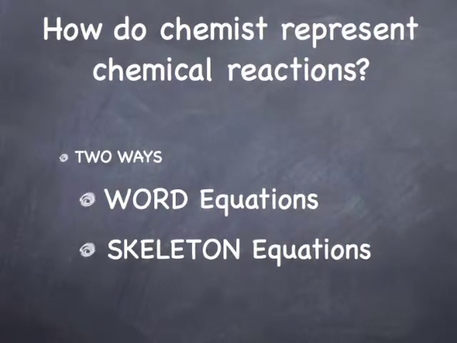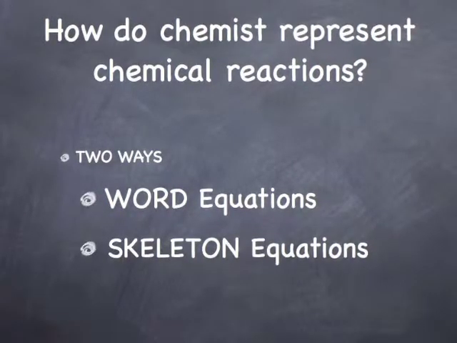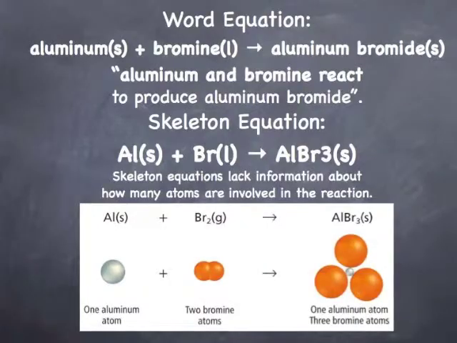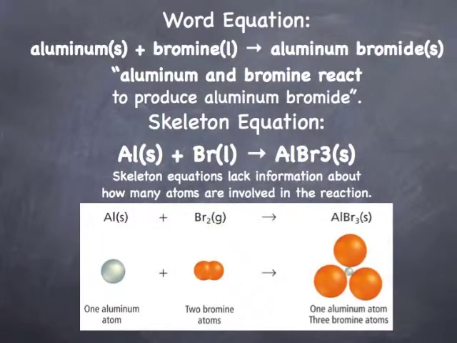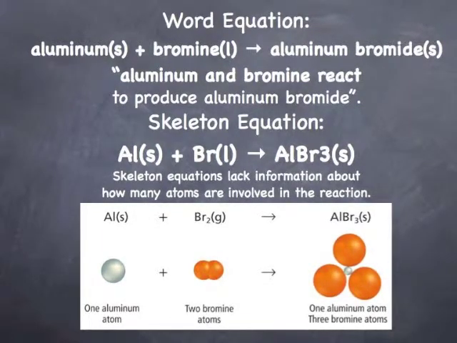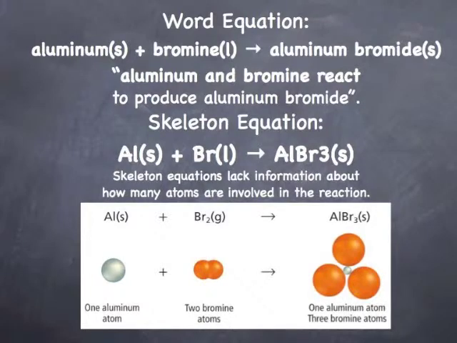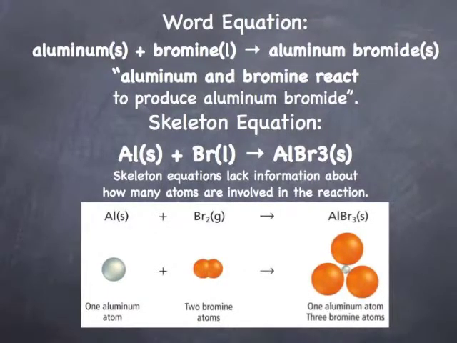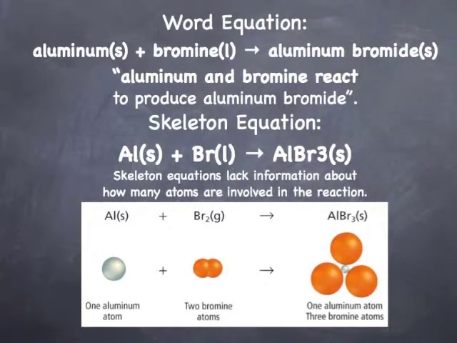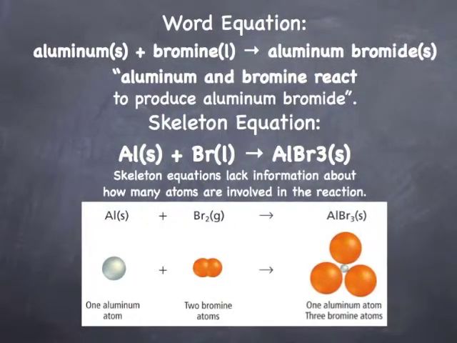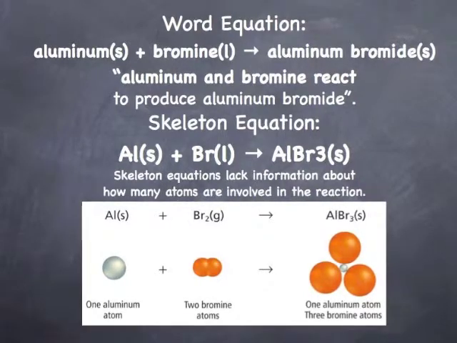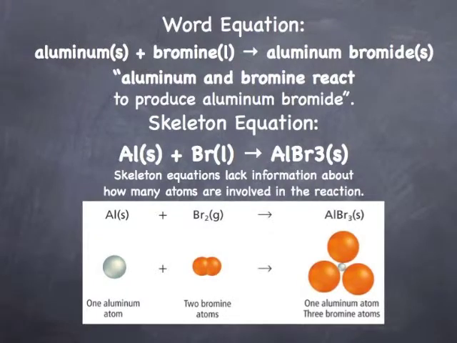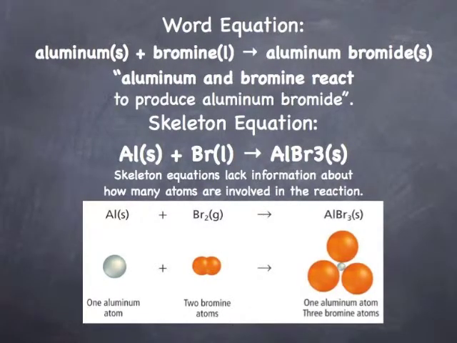How do scientists represent chemical reactions? Well, they can do this in 2 ways, word equations or skeleton equations. For example, if you had some aluminum and some bromide and you were to react it together, you would produce aluminum bromide, and you could represent it by writing out the words aluminum solid plus bromide liquid reacts to make or produce aluminum bromide. Or you could use a skeletal equation and write out the element symbols.